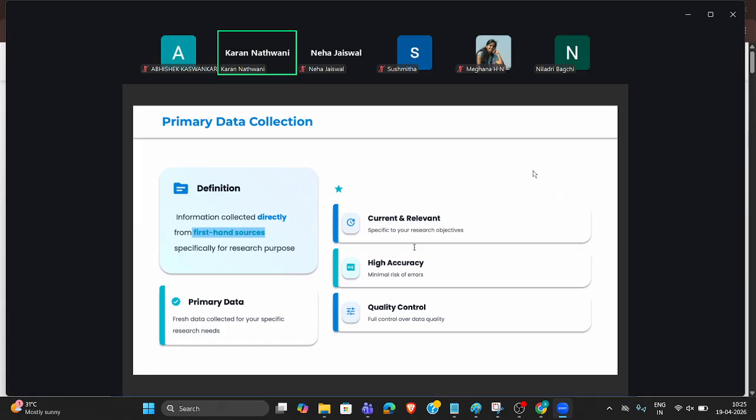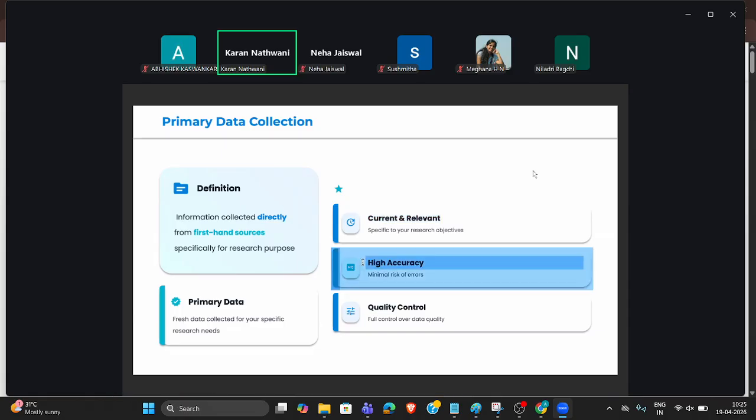Then it comes to current: what you see in the primary is current and, I would say, most relevant. Your objective should be met in that case, because whatever you are trying to do, a particular objective is there, and you are trying to succeed in that objective with very accurate results, because it is coming from the primary, from the first hand, it's the original one.